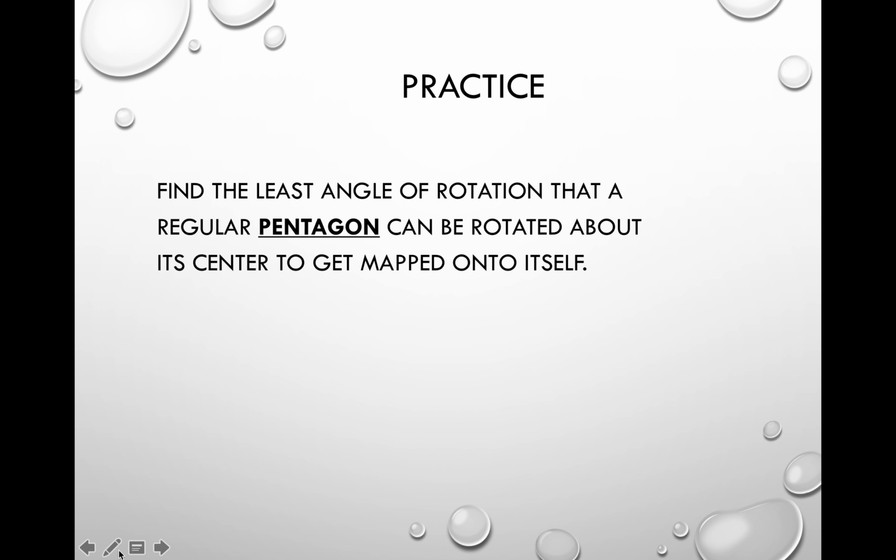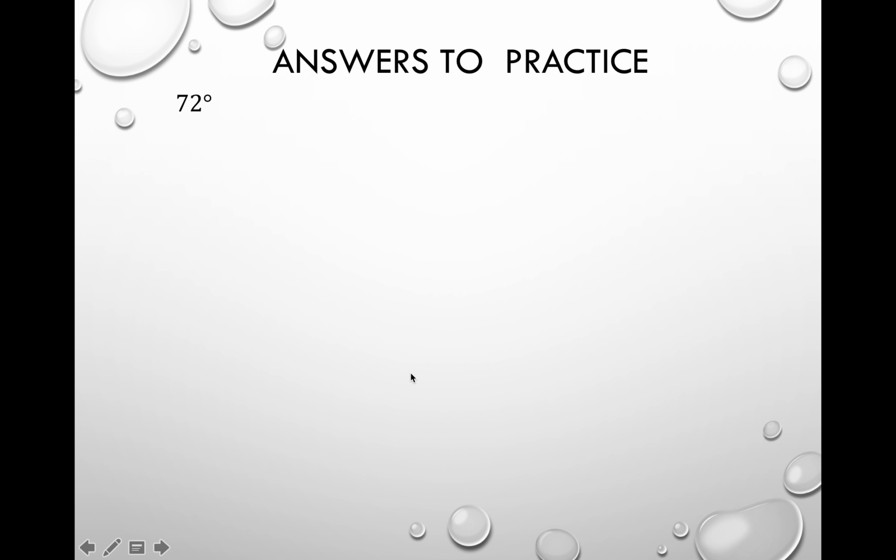So I would do 360 all divided by how many sides does it have? Pentagon, what does it say on here? It's 5. All right, so we're going to put a 5, equals, and you can put that in your calculator and you'll get that the answer is 72.